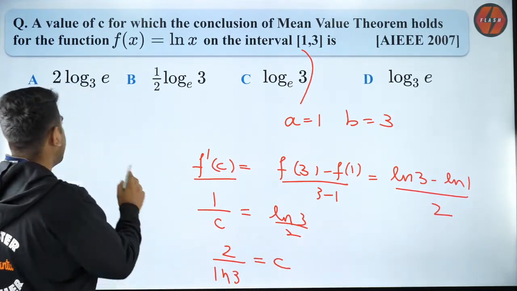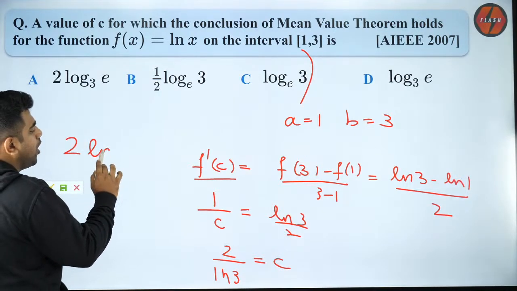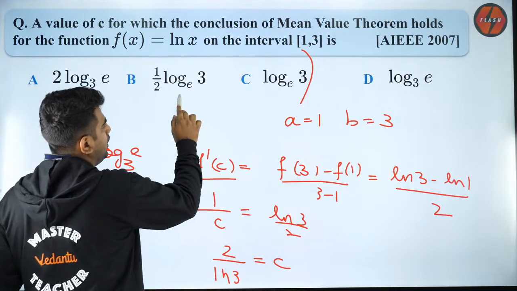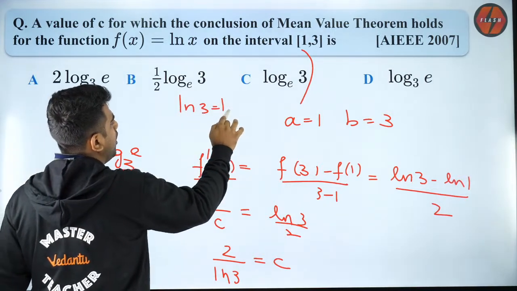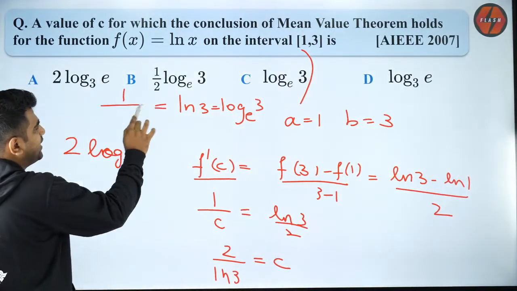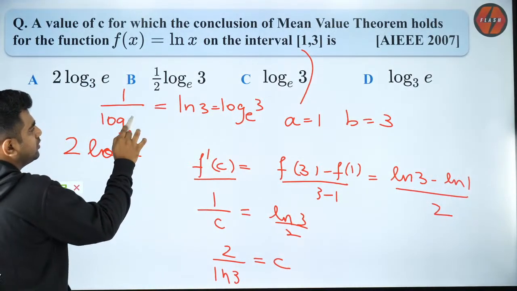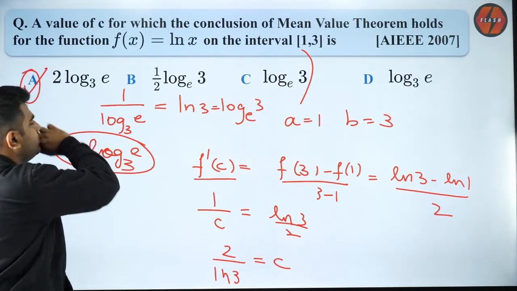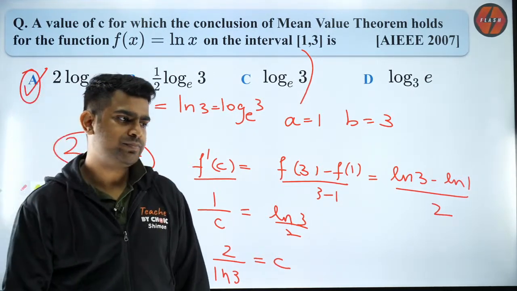So 2 by ln 3 I can write as 2 log of e to the base 3. Because ln 3 is what? ln 3 is log 3 to the base e. So I can reciprocate it and write it as 1 by log e to the base 3. So that is what gives me option A. Got it?